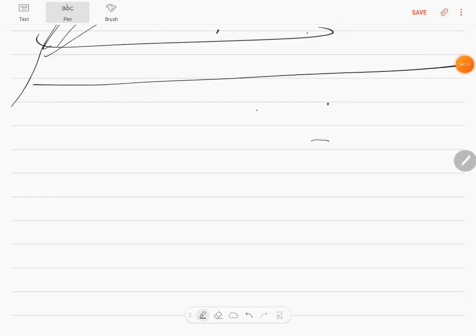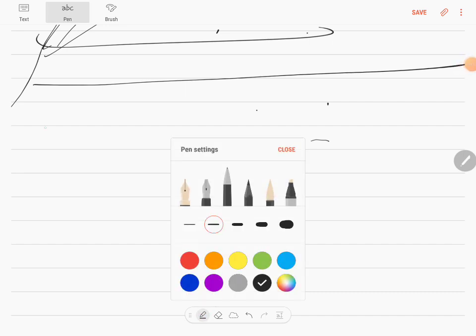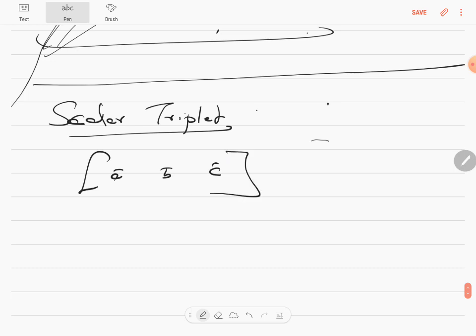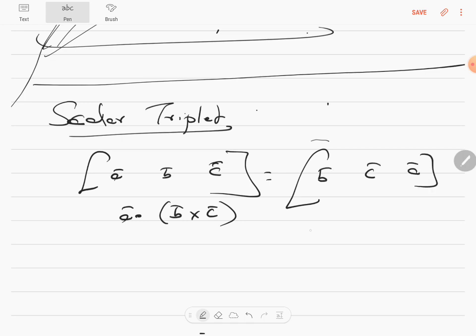So now I'm going to introduce you to something called a scalar triplet. A scalar triplet means A vector, B vector and C vector written like this in brackets. What is the meaning of this? When it's written within the bracket like this, it means A vector dotted with B cross C. And it is the same as B dot C cross A, and the same as C dot A cross B.